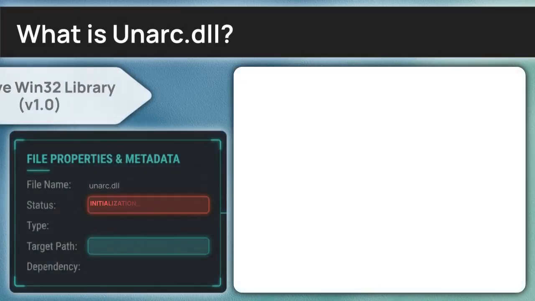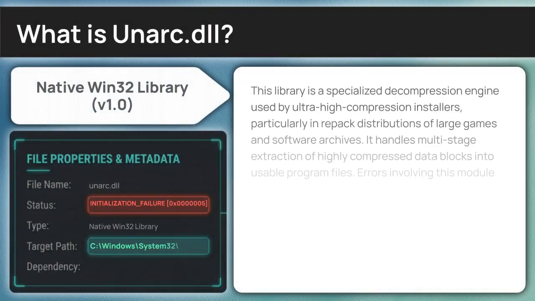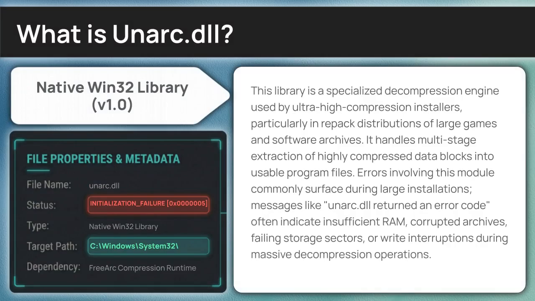This is the Unarc module. This library is a specialized decompression engine used by ultra-high compression installers, particularly in repack distributions of large games and software archives. It handles multi-stage extraction of highly compressed data blocks into usable program files. Errors involving this module commonly surface during large installations. Messages like "Unarc.dll returned an error code" often indicate insufficient RAM, corrupted archives, failing storage sectors, or write interruptions during massive decompression operations. Now let's dive into the solution, starting with a standard reinstallation.